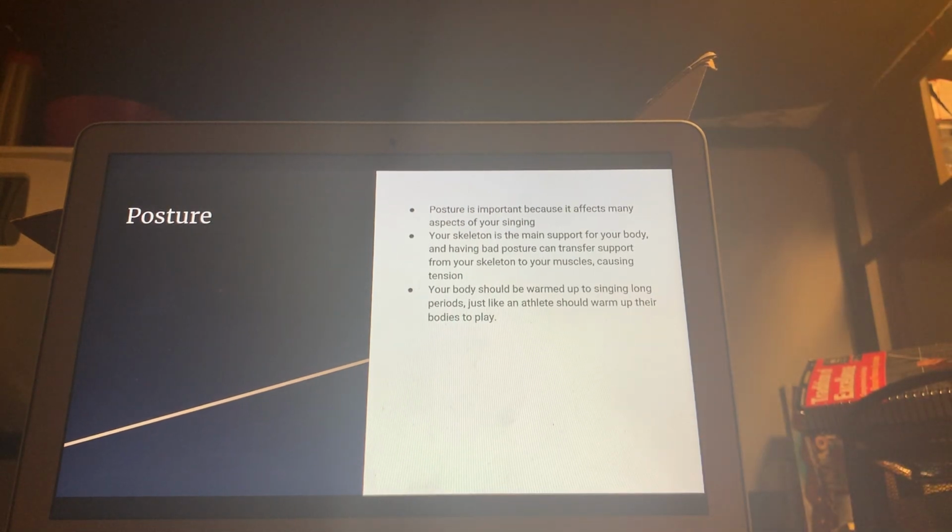All right. Posture. Posture is extremely important with singing because it affects almost how everything works. Say when you come with the skeleton, because the skeleton, your bones, is the main support for your body. And if you have bad posture, if you slump, if your neck's low, you're taking the support off of your skeleton and you're making your muscles pick up the slack for your skeleton. So it causes a lot of tension when you sing. So it makes it worse.